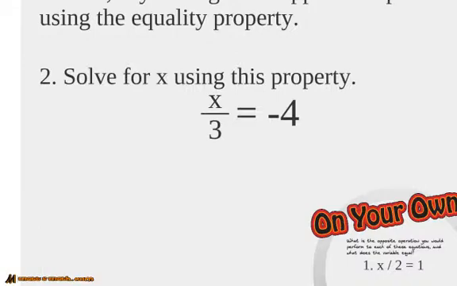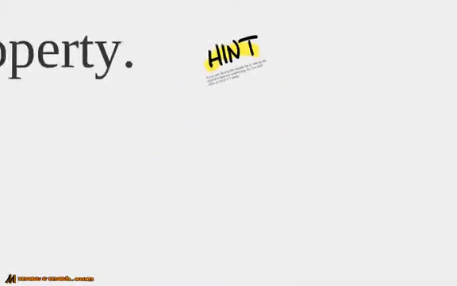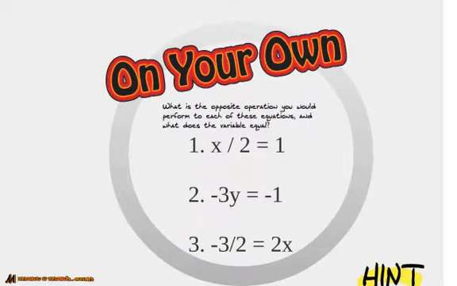What about this guy? You're dividing by 3, so how do you get rid of dividing by 3? Multiply by 3. Just cross multiply there. Bam. Multiplying by 3 to both sides. Clears the 3 away, and that's your answer. All right, so what I want you to do now is look at what is the operation that's being done to the variable and what is the opposite operation that you would use to get rid of it. And then find out what x equals or y equals, okay?